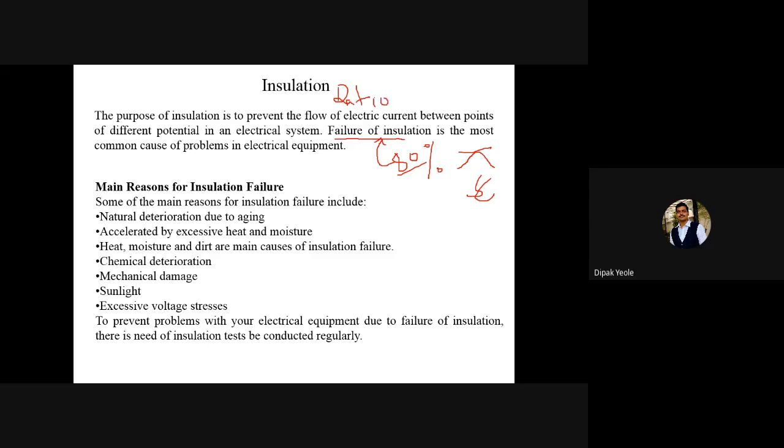Now we will go ahead. What are the reasons of insulation failure? There are n number of reasons, you can see over here. These reasons are based on the experience of the engineers. Some of the main reasons of insulation failure include natural deterioration due to aging.